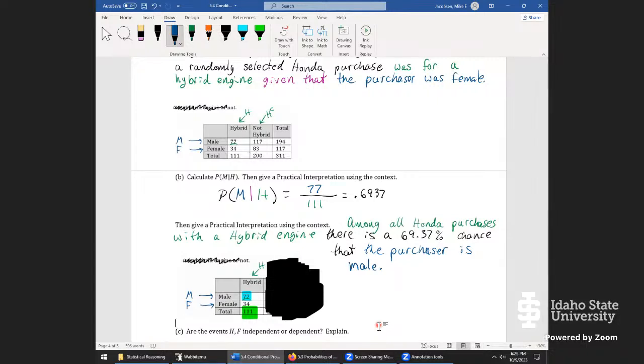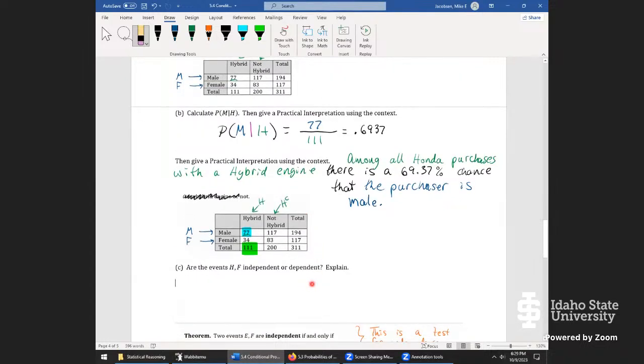Okay, so we've been dealing with these hybrid engines, Honda engines. Let me delete this table here. And now they're asking this question: are the events H and F independent or dependent events? And we definitely have to explain our answer on this one. But the explanation is not a wordy explanation of the plausible reasons it might be independent or dependent. It's more, we have to do something based exactly on these numbers we see right here.